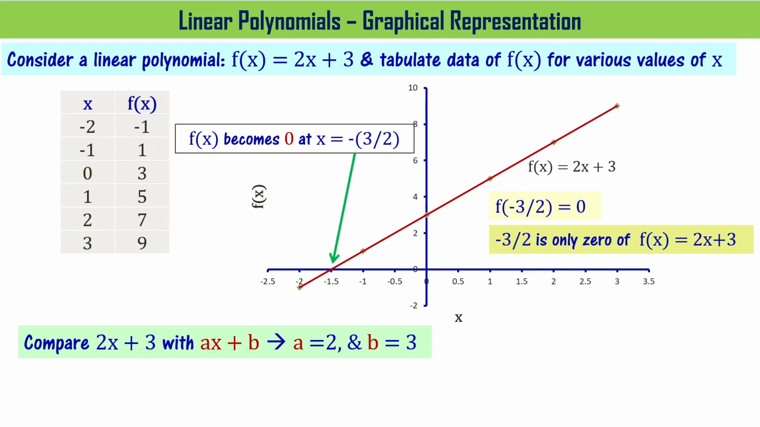Let's now compare 2x plus 3 with another linear polynomial, that is ax plus b, so that you can say a equal to 2 and b equal to 3, right? From the learning we have, you can say that 0 of the polynomial ax plus b is minus b by a, right?